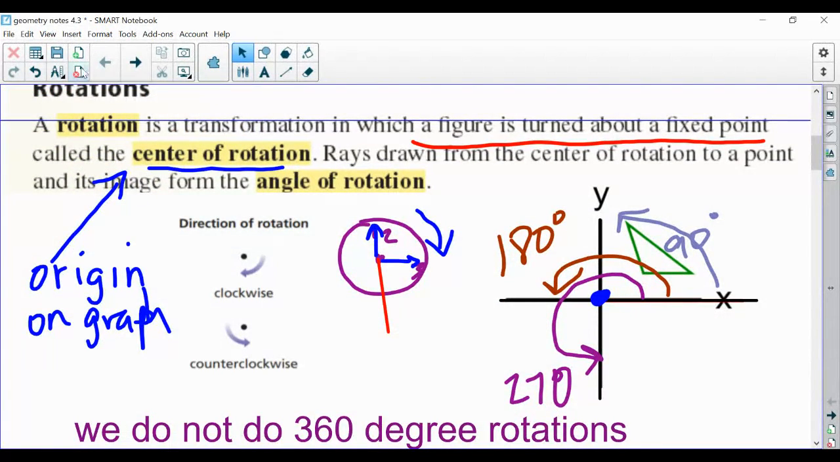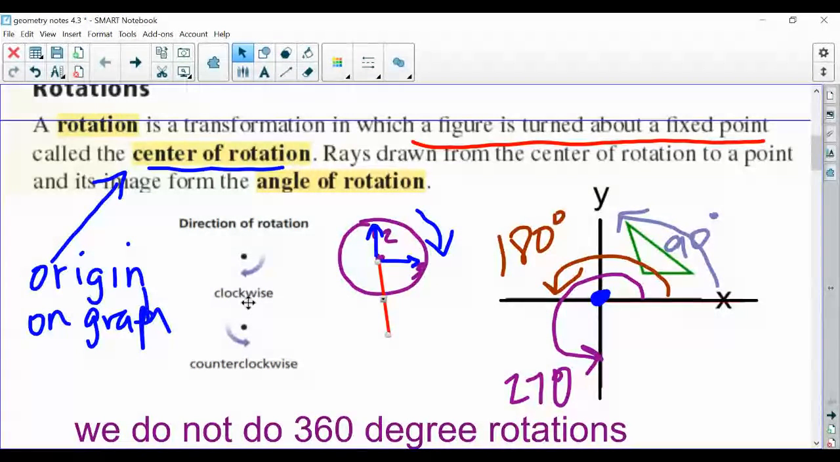So we said that rotations is a transformation where you turn a figure about a fixed point. We say it in our own words. Basically, you just turn the figure. Our fixed point is called the center of rotation. On the graph, the origin will usually be our center of rotation. And depending on how many degrees your object rotated, that is your angle of rotation. So on the graph, we usually rotate 90, 180, or 270 degrees.